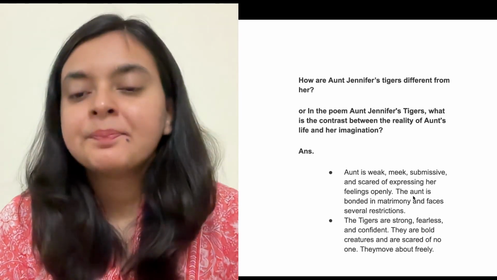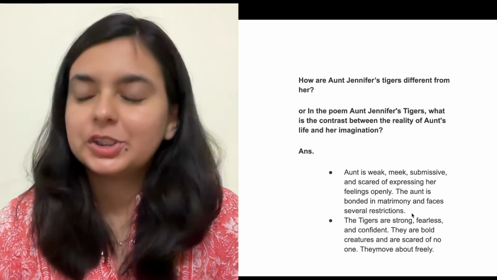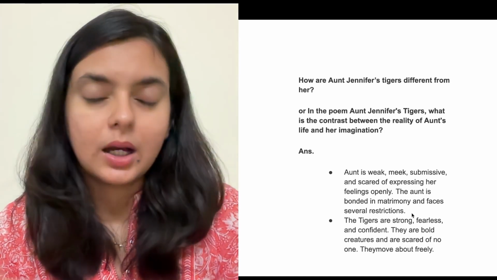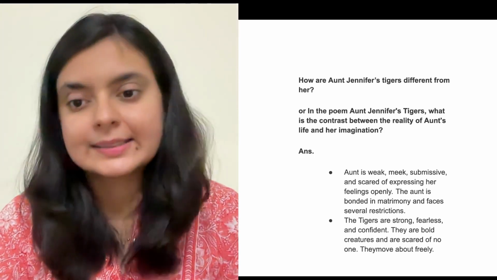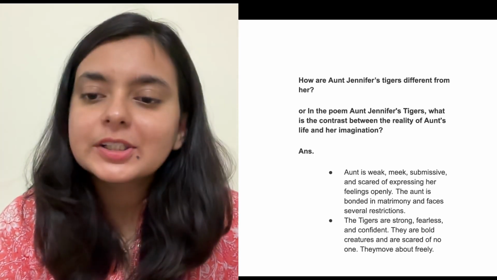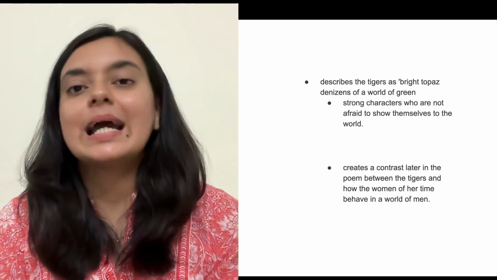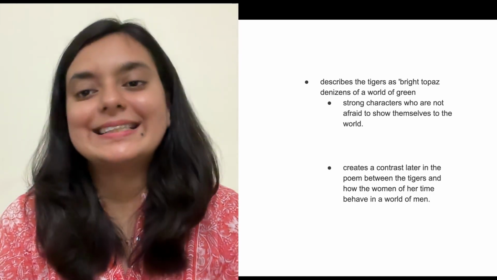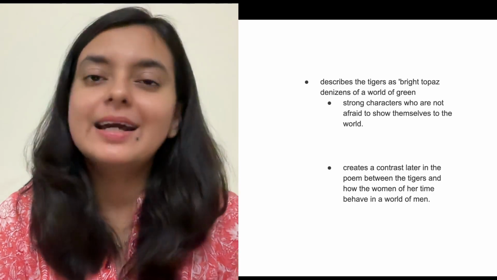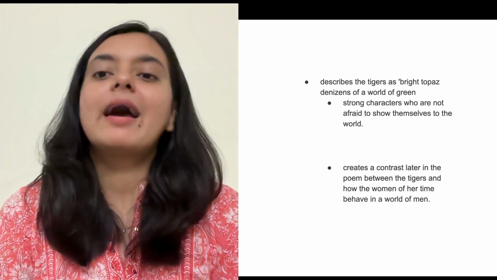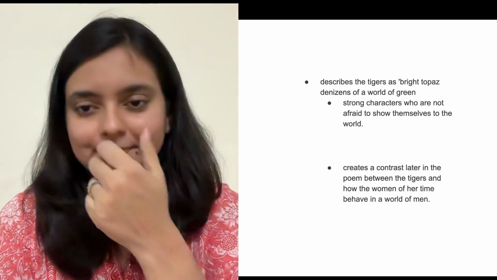The aunt is bonded in matrimony and faces several restrictions, but the tigers that she is expressing through her art, they are strong, fearless, confident. They are bold creatures and they are not scared of anyone. They move about freely. She describes the tigers as bright topaz denizens of a world of green. If you could quote these words, it is going to definitely be an advantage to you. So they are strong characters and they are not afraid to show themselves to the world, unlike Aunt, right?